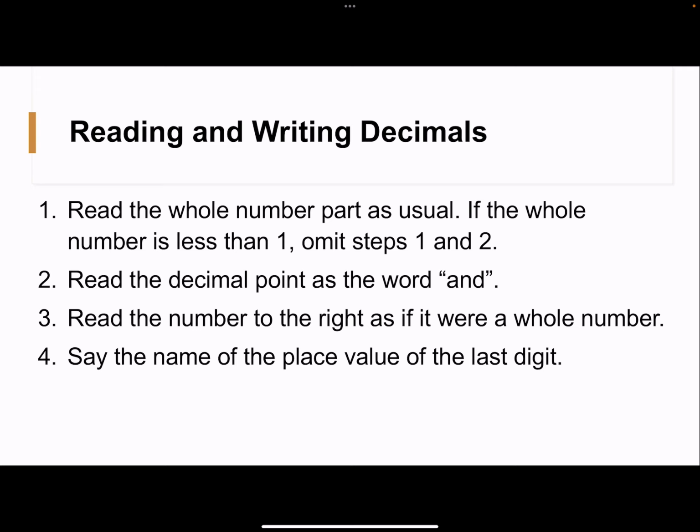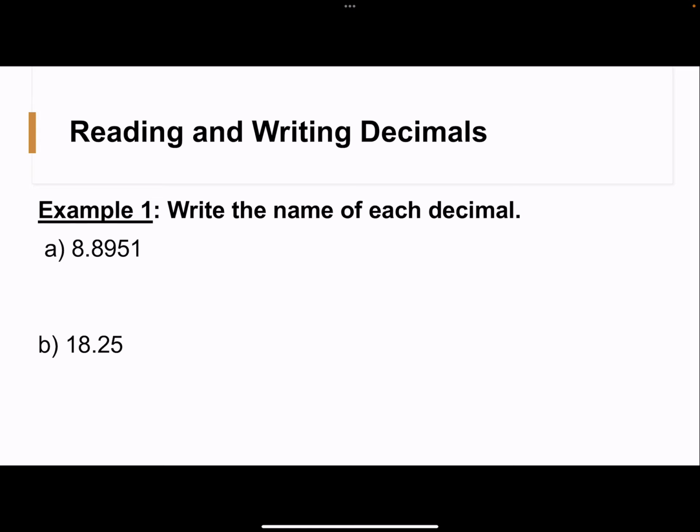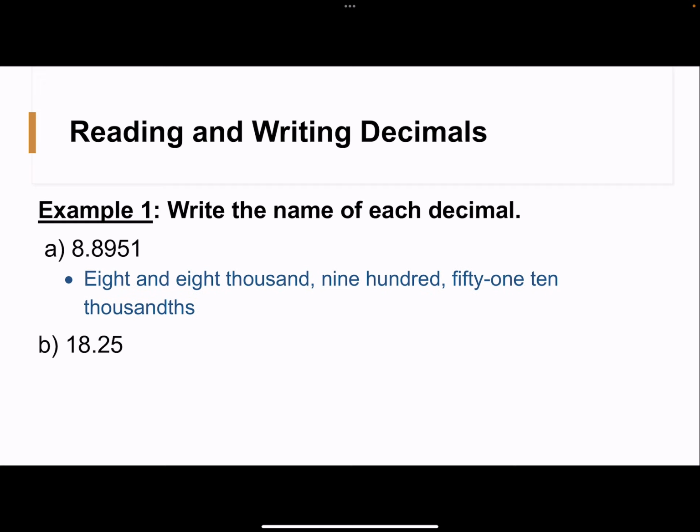Let's look at some examples. The first example is 8.8951. How would we read or write that? So we're going to look to the left and we're going to read that as a whole number, 8, the decimal point as the word "and." So 8 and we're going to read to the right of the decimal place just like it was a whole number, 8,951, and then put your place value of that last digit, which is 10,000ths. So that would be 8 and 8,951 10,000ths.